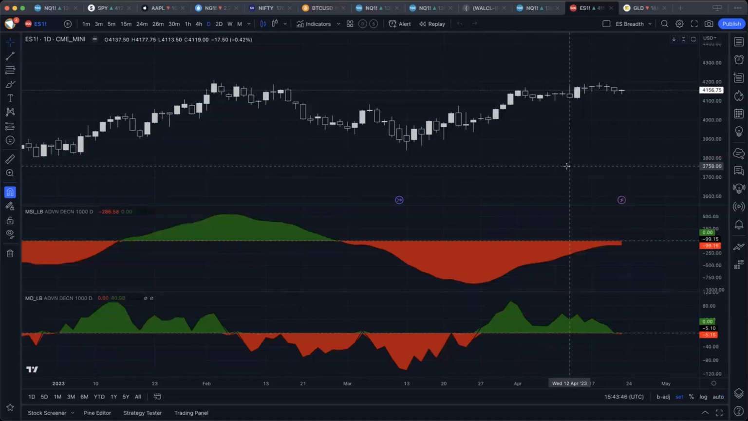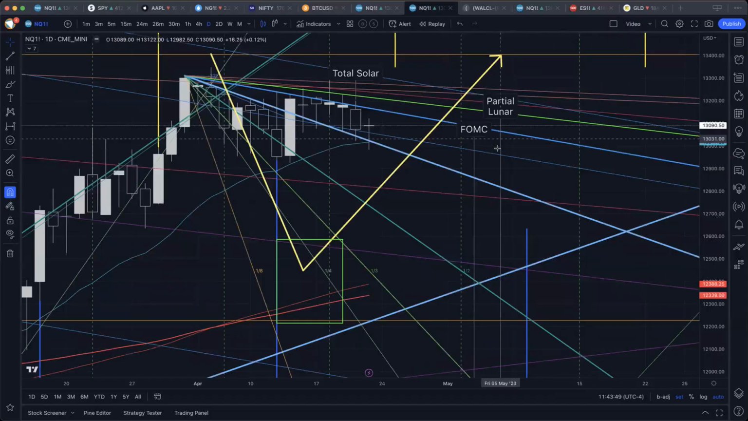Okay, so coming up this week, what do we have news-wise? Well, we've got actually a lot of earnings this week, but the following week we've got FOMC on Wednesday the 3rd, and then this partial solar eclipse, which is the second eclipse in this season, is Friday, May 5th.